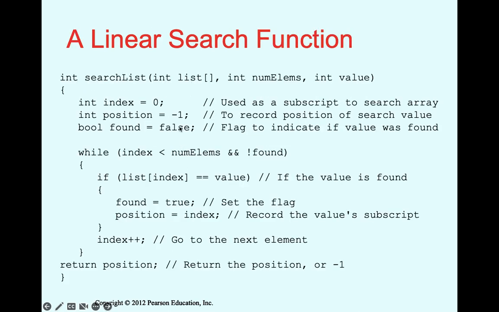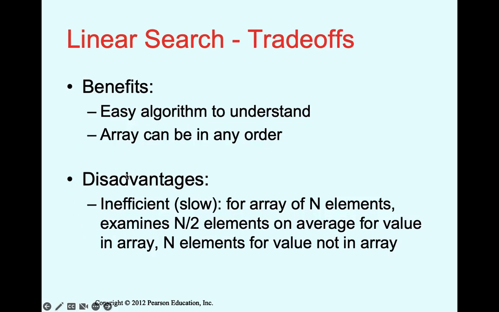This is the C++ code of that pseudocode. We have a function search list, we have the array, we have the size of the array, the number of elements, and we have the value that we want to search for. We just translate the pseudocode into code, and this is called linear search. Here we have the while the index is less than the size of the array and it's not found, we check. If they are equal, we make found equal to true and position to index. We increase the index and then we go back to the while. So this is the linear search.